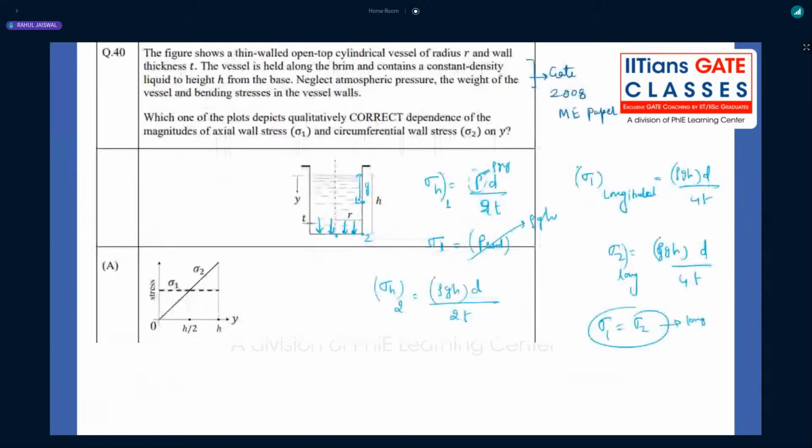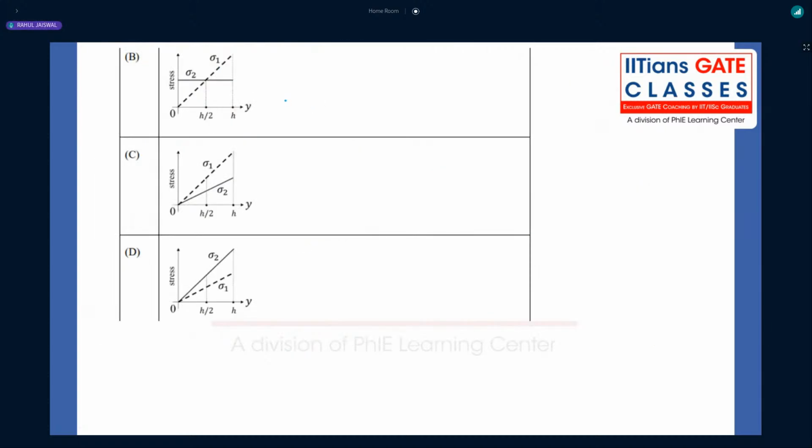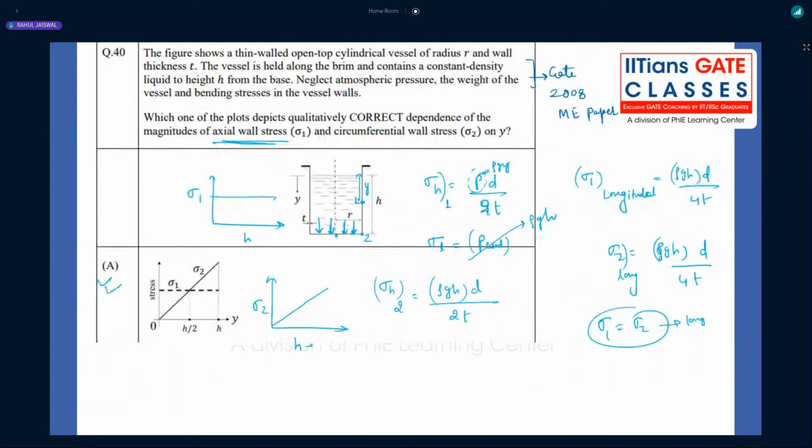Sigma 2, what they have given in the problem, magnitude of the, see, you have to read it very carefully, right? Magnitude of the axial wall stress, that is sigma 1, will remain constant with respect to height. And what about sigma 2? Will vary linearly, right? At the top, that is 0, and it will keep on increasing with respect to height. So which option will be correct? Sigma 1, that is according to here, option A will be correct, right? Sigma 1 will be constant and sigma 2 will be varying linearly.